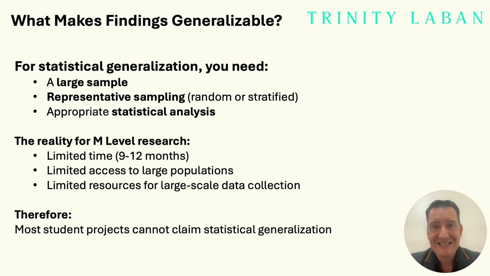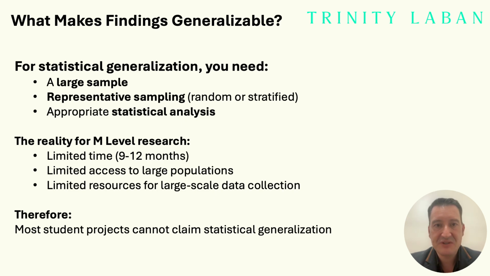So let's be clear about what actually makes findings generalizable. If you want to make statistically generalizable claims, if you want to say that this percentage likely reflects what's true in the broader population, you need to have 3 things. Firstly, you're going to need to have a large sample. How large depends on your population and what you're studying. But we're typically talking about trying to get, let's say, somewhere in the region of at least 100 participants. You need to have enough people that patterns can emerge reliably and that individual variations don't skew the results dramatically.